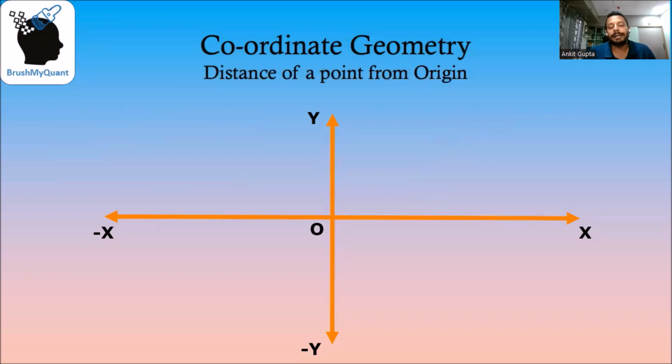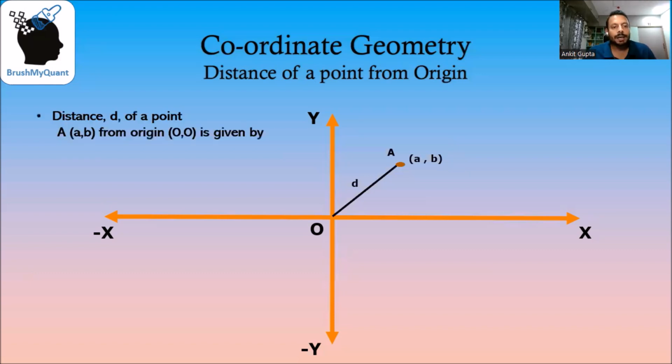Now let's see how we can find distance of a point from origin using the formula which we learned in the previous slide. So let's say we have a point A whose coordinates are a comma b, and we need to find its distance from the origin, which has the coordinate 0, 0. So we can use the same formula to find this distance d as square root of (a minus 0) whole square plus (b minus 0) whole square, which will give us the distance of a point from origin as square root of a square plus b square, where a and b are the coordinates of the point.